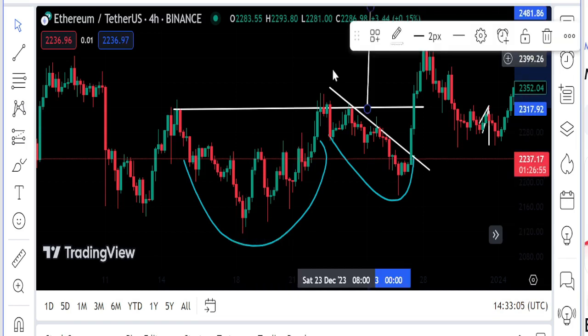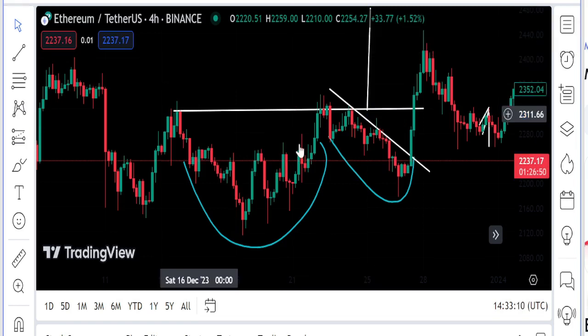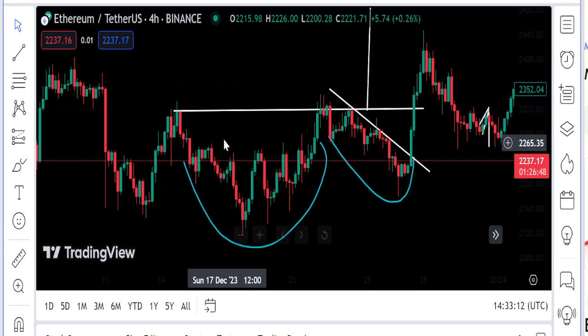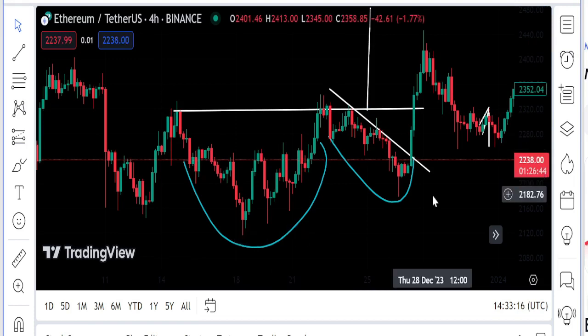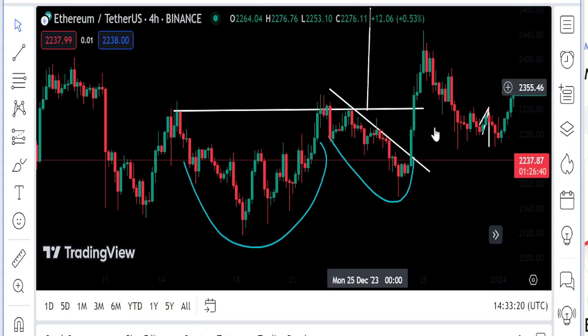So for the cup and handle pattern to be valid, the cup should be deep enough for you to trust this pattern. So here is our cup and handle pattern. And let's do a recap.